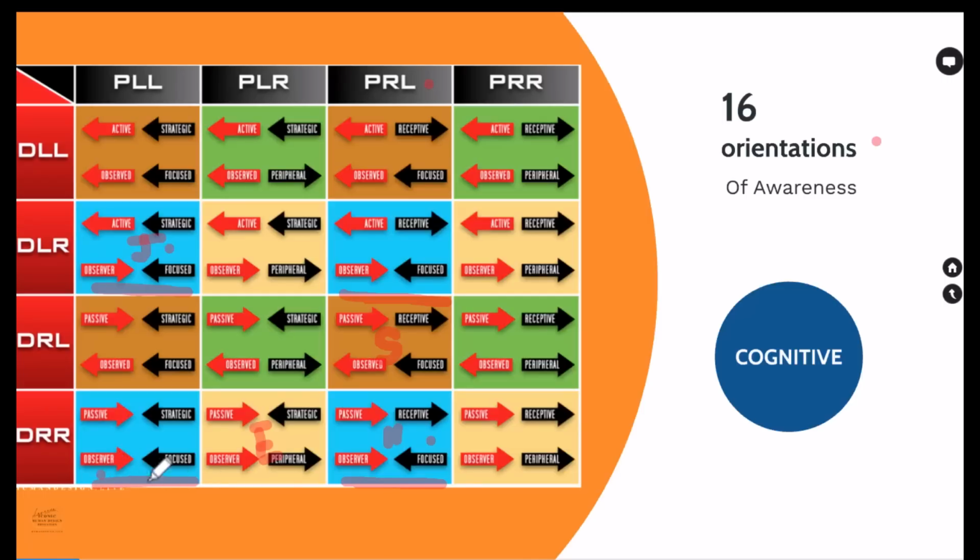So you can see observer and focused combination. Whereas if you were in the yellow squares, we have the observer and peripheral combination. There we go. And the orange is focused and observed as a combination. And the green is the observed and peripheral as a combination.